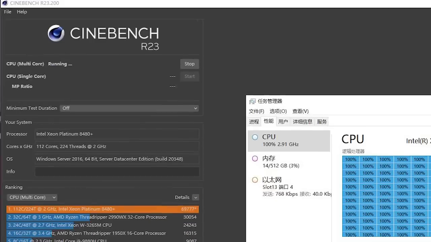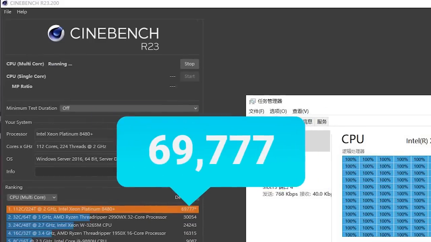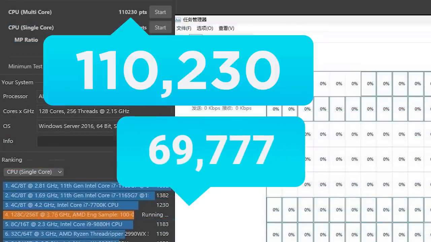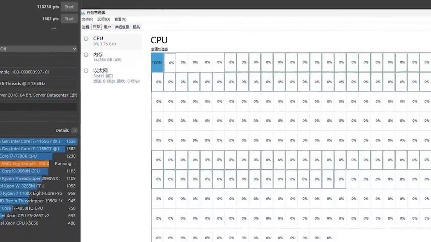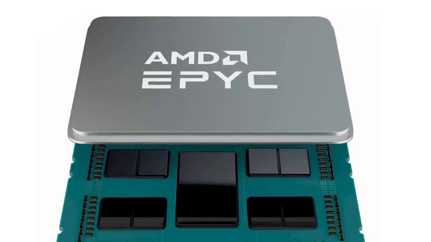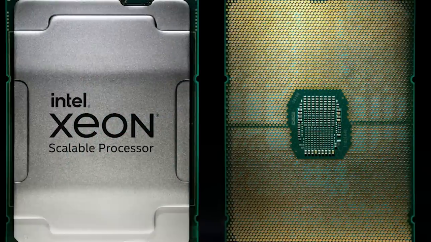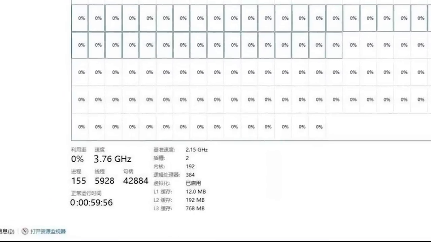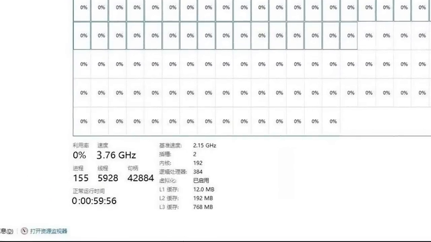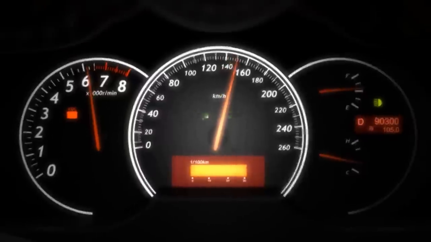110,230, while Intel's Sapphire Rapids scored 69,777. That means AMD's next-gen Genoa beat Intel's part by a whopping 58%, and that's with it being effectively crippled by Cinebench. It ended up being 128 cores versus 112. Not a huge difference, given AMD's Genoa CPUs actually had 192 cores. Imagine a benchmark that actually uses all of them.